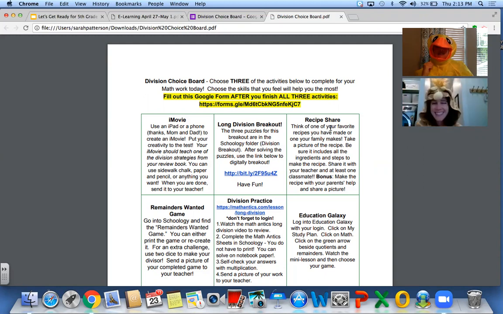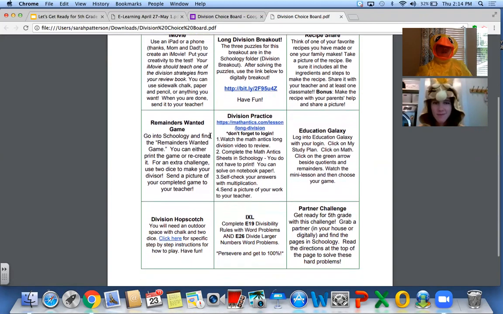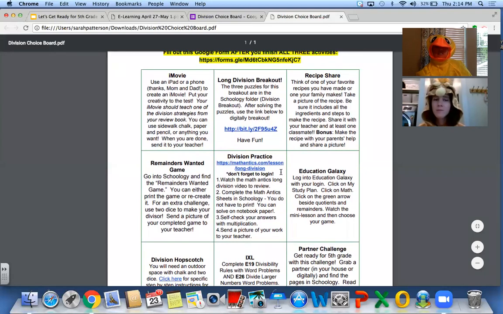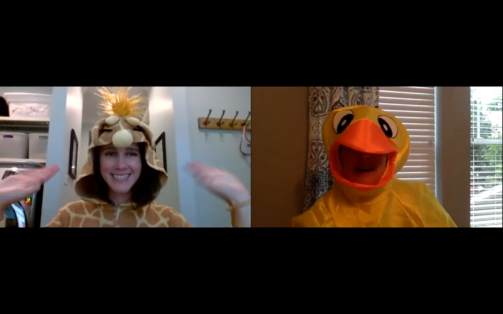Oh, sounds good. Well, we hope that everybody is staying healthy and having fun with all of this stuff. Remember, there are lots of different options on here, so you don't always have to do the same ones all the time. We leave some of the staples on here every week so that those of you that like IXL and Education Galaxy can have that one. There's a really fun hopscotch one down here. There's just some really cool stuff. So have fun with division this week, and we can't wait to see you guys soon.